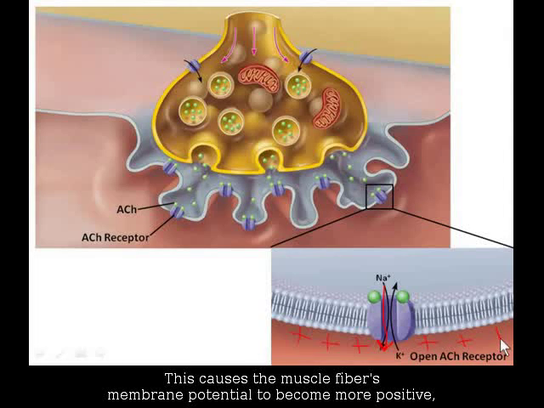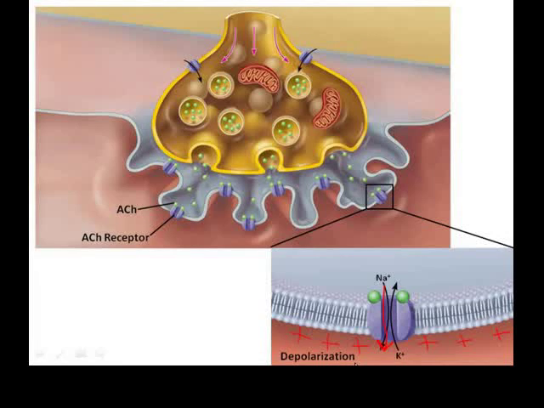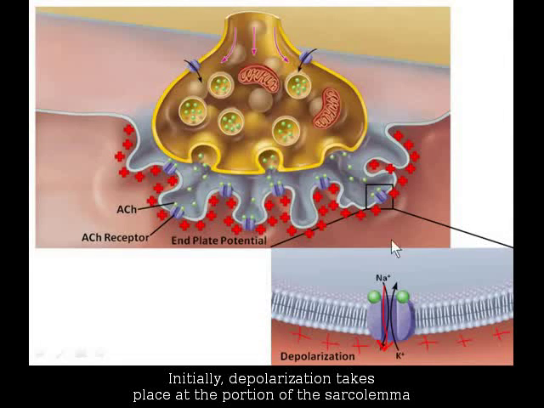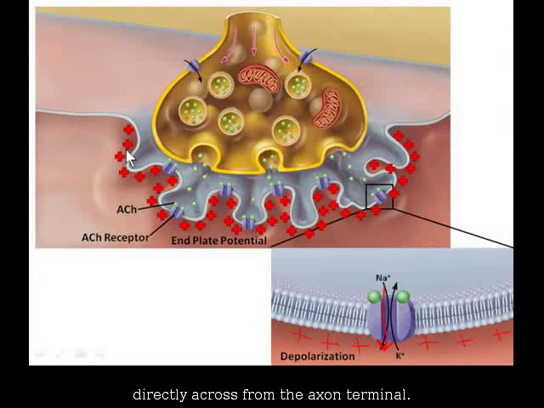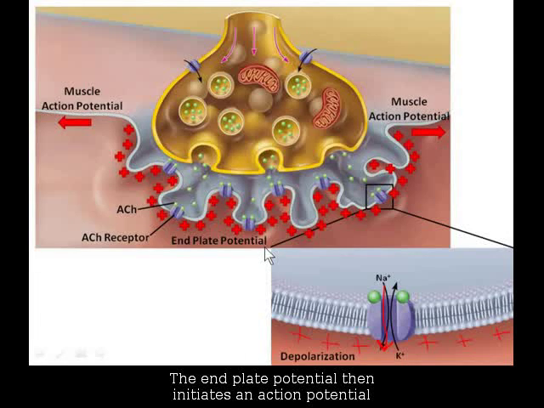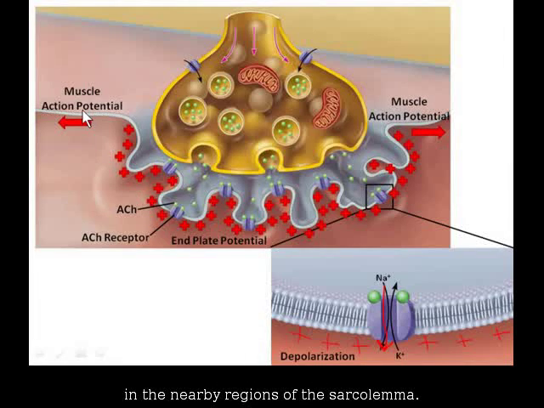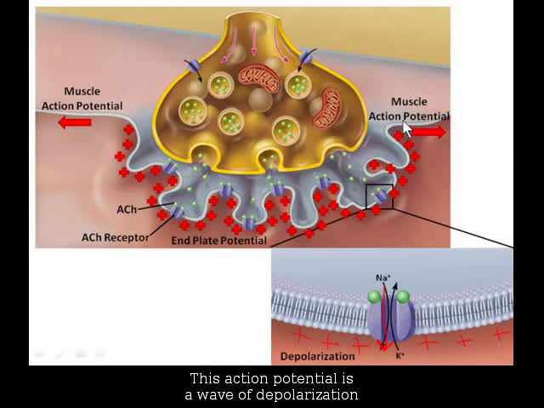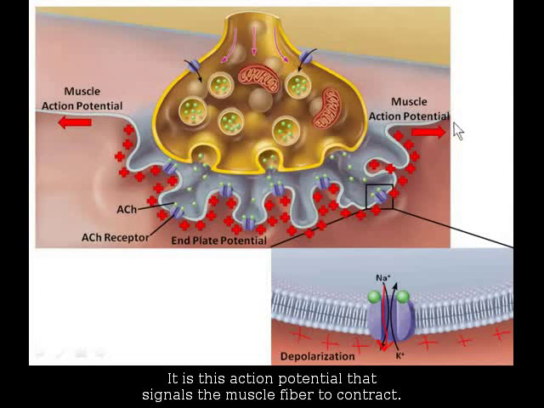This causes the muscle fiber's membrane potential to become more positive, or more depolarized. Initially, depolarization takes place at the portion of the sarcolemma directly across from the axon terminal. This local electrical event is called the end plate potential. The end plate potential then initiates an action potential in the nearby regions of the sarcolemma. This action potential is a wave of depolarization that spreads or propagates throughout the rest of the muscle fiber's sarcolemma. It is this action potential that signals the muscle fiber to contract.